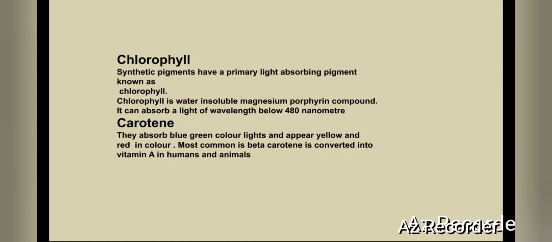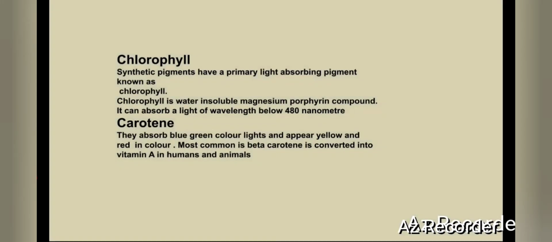Now we move to the parts of photosynthetic pigments. Chlorophyll. Chlorophyll is a photosynthetic pigment that has primary light absorbing molecules. Chlorophyll is a water insoluble magnesium porphyrin compound. It can absorb light of the wavelength below 480 nanometers.